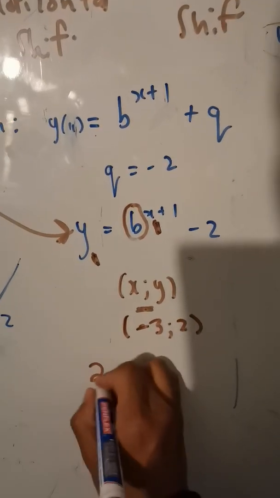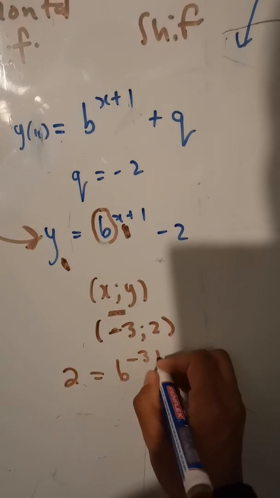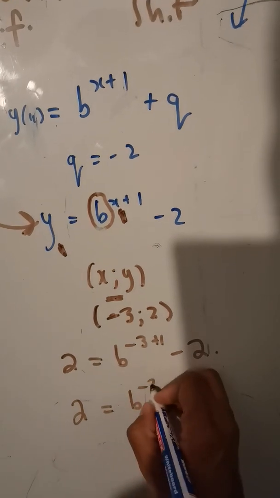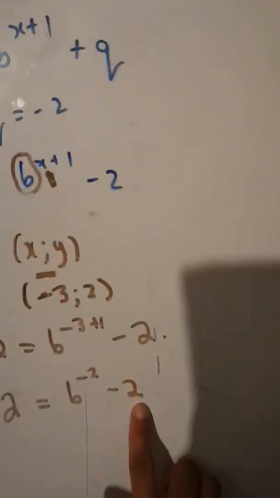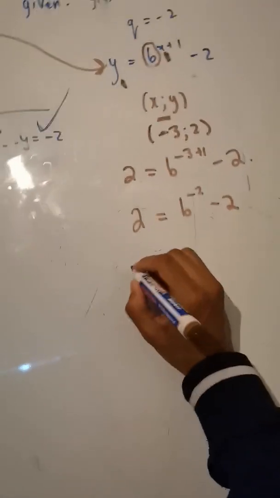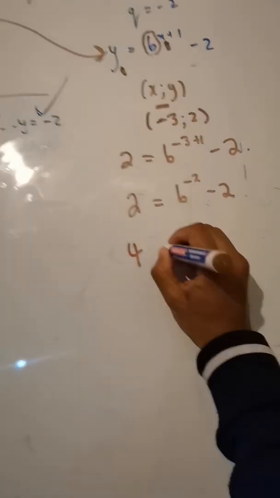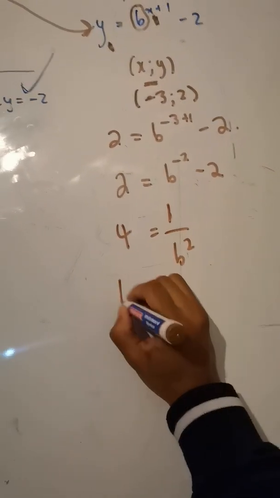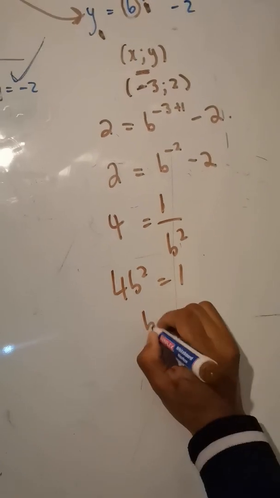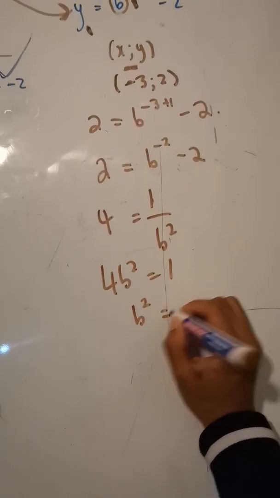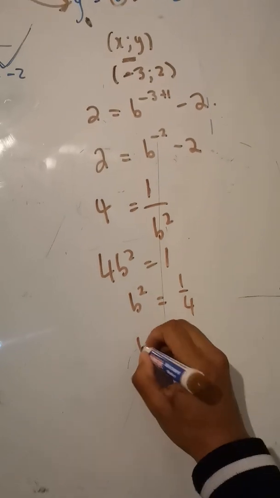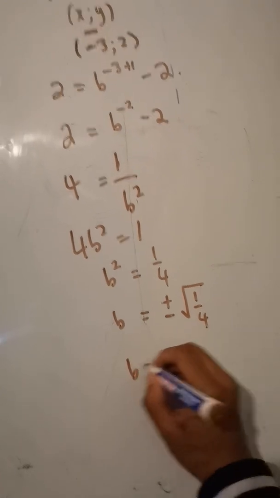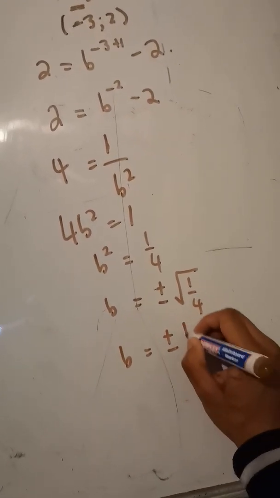X and y. So y is 2, is equal to b to the power of -3 plus 1 minus 2. So 2 is equal to b to the power of -2 minus 2. Take that 2 over. It's going to be 2 plus 2, which is 4, is equal to 1 over b to the power of 2. Cross multiply. 4b squared is equal to 1. B squared is equal to 1 over 4. B is equal to plus minus the square root of 1 over 4. And b is equal to plus minus a half.